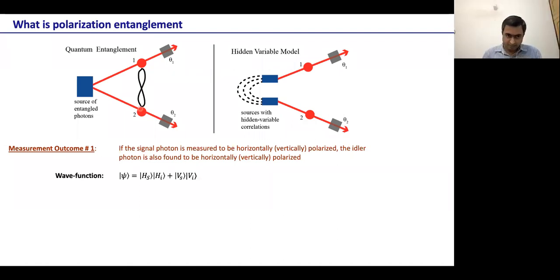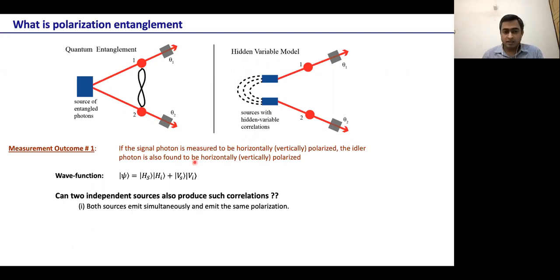The answer is yes. Suppose we have this kind of wave function coming out of this source of entangled photons. This wave function says, whenever signal is horizontal, idler is horizontal. Whenever signal is vertical, idler is vertical. So this state can explain this measurement outcome. Can a hidden variable or two independent sources also explain this measurement outcome? The answer is yes. How do you do it?